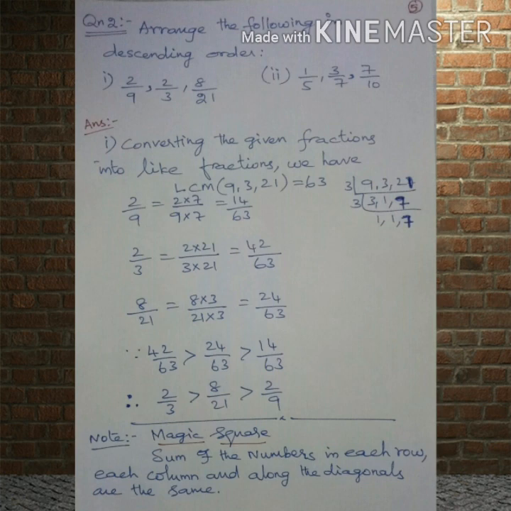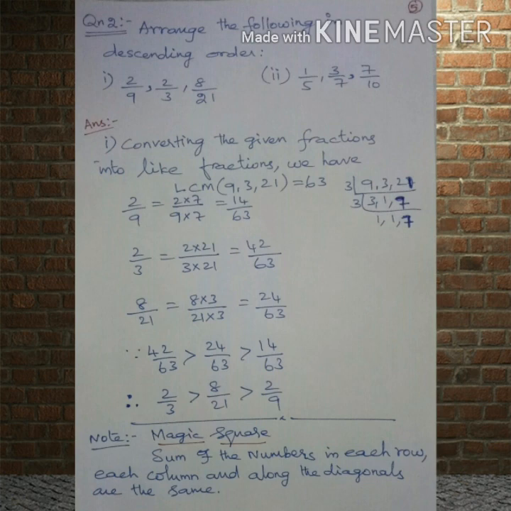In the same way, for the second fraction with the denominator of 63, we have to multiply by 21. 2 by 3 is equivalent to 2 into 21 divided by 3 into 21. 2 21s are 42, 3 21s are 63. In the same way we proceed for the last one also. 8 by 21 is equivalent to 24 by 63.